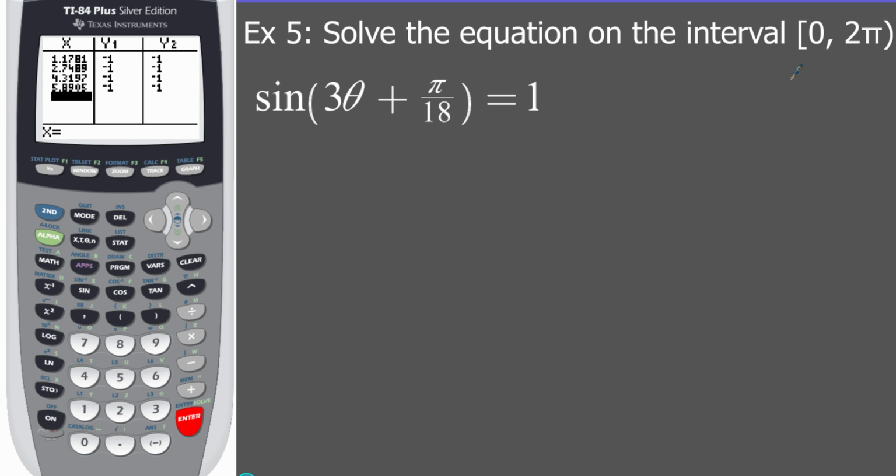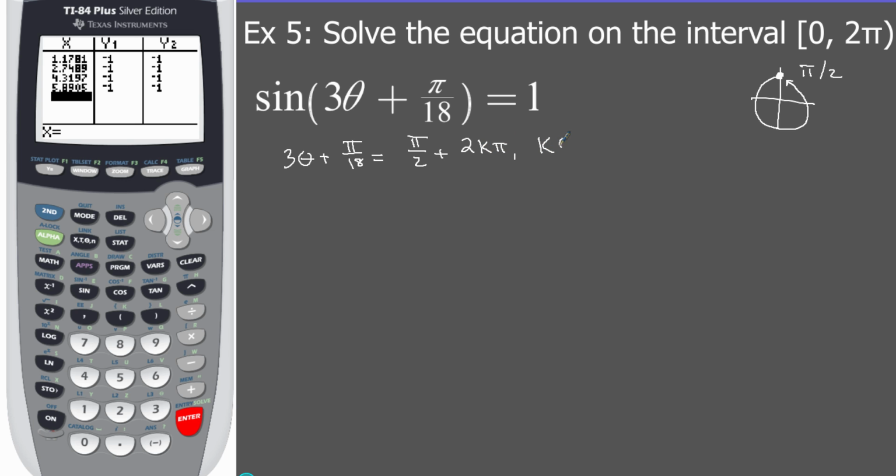And if I know my unit circle pretty well, I know that sine is 1 right up here at pi over 2. Now that's one solution right there. But if I wanted to go all the way around the unit circle, I'd have to travel a full 2 pi. So this time I'm going to take my angle, this 3 theta plus pi over 18, and set that equal to pi over 2 plus 2k pi.